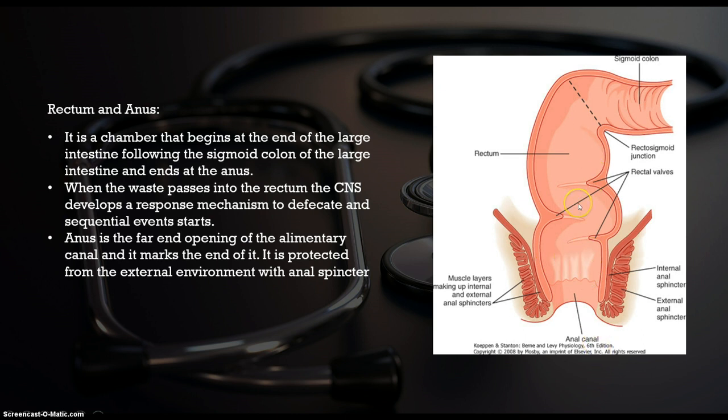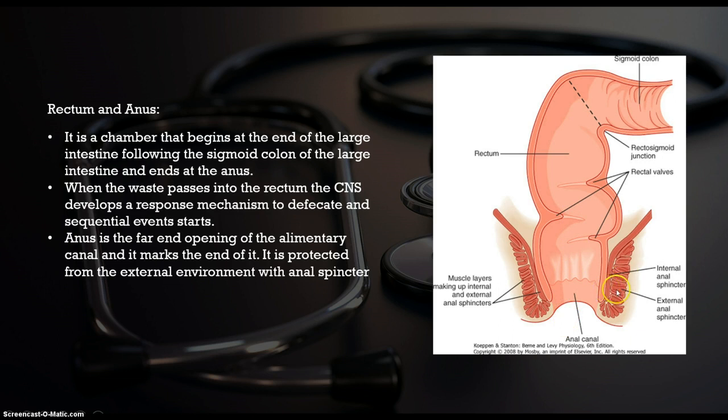Here you have to keep 2 to 3 things in mind: the sigmoid colon releases the waste here, and the rectum contains rectal valves. You can see these valves, these are called rectal valves. These rectal valves help in the movement of the waste slowly through the rectum and passing out through the anal canal. As soon as the waste reaches the rectum, the central nervous system gets activated and it undergoes a response mechanism to defecate, that is, to pass this waste out of the body.